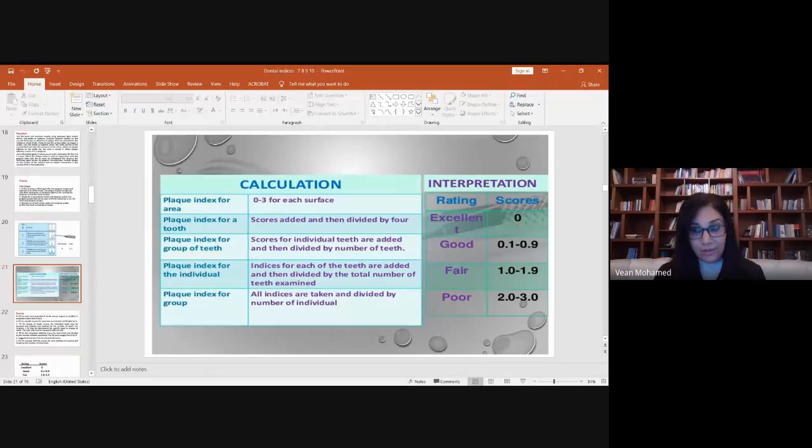If it is 0, it means excellent. From 0.1 to 0.9 means good. From 1 to 1.9 means fair. From 2 to 3 means poor. Okay?